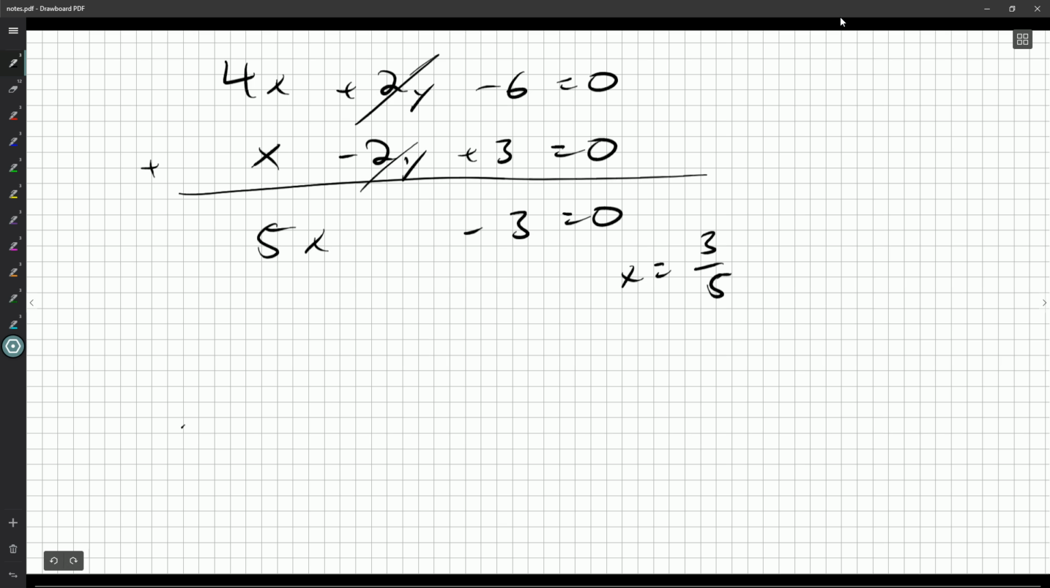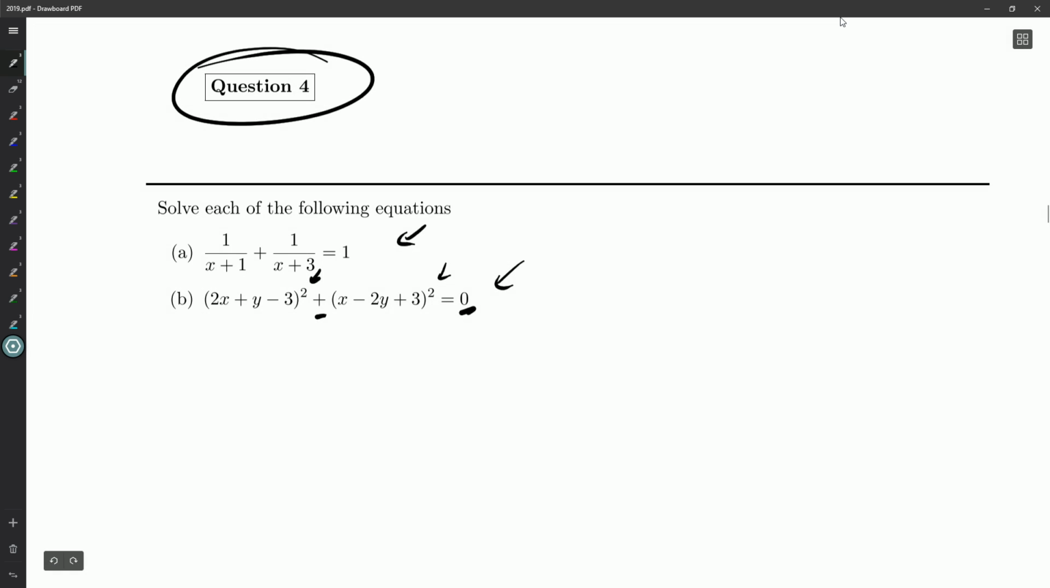So you can summarize: x must be equal to 3/5, y must be equal to 9/5. And that's the only way to make both of these 0, which is the only way to get the sum of the squares to be equal to 0. And if you wanted to, you could double check.